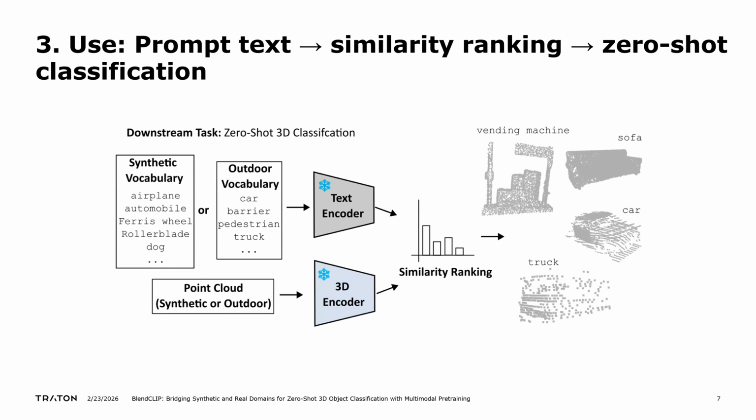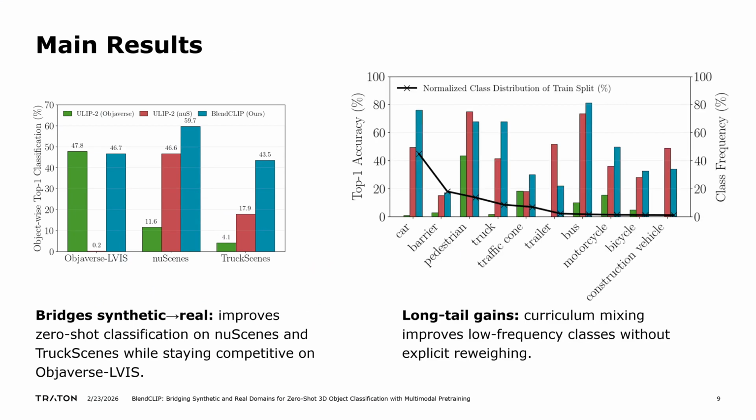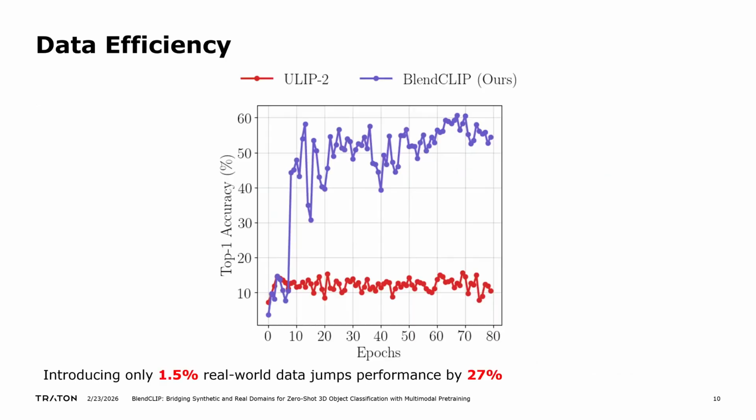As for results, the main results show that we bridge the synthetic and real gap efficiently. We improve zero-shot classification on nuScenes and TruckScenes, which are real-world autonomous driving datasets, while we stay competitive on the synthetic CAD model dataset of Objaverse-LVIS with over 1,000 classes. And we also observe long-tail gains, where this curriculum mixing improves low-frequency classes without explicit reweighting during training.